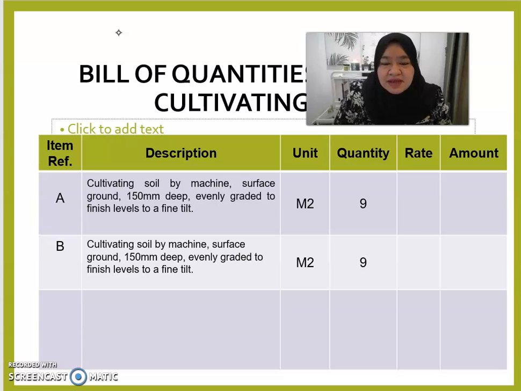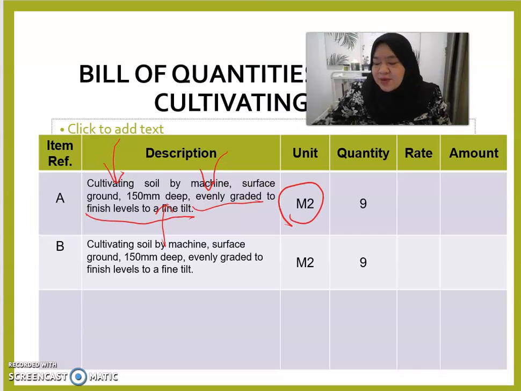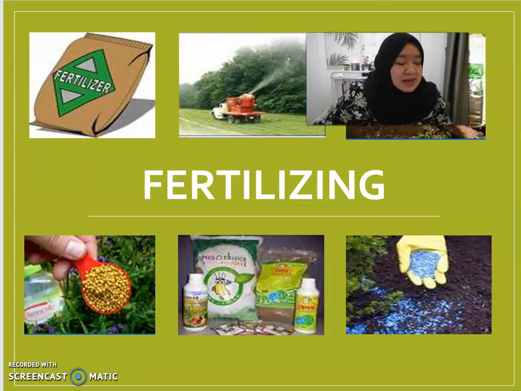Okay, as mentioned, you need to mention the work that needs to be done, whether using machines or using the hand. The depth of cultivating and the works that need to be done on site, it is in meters square. Next one is fertilizing.